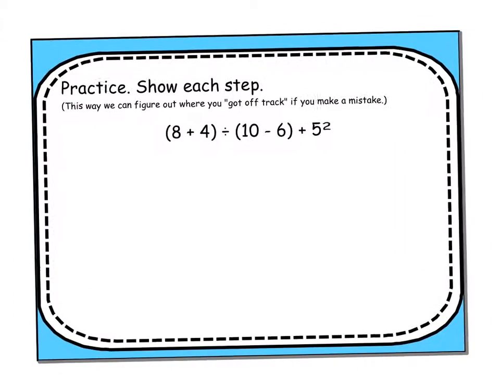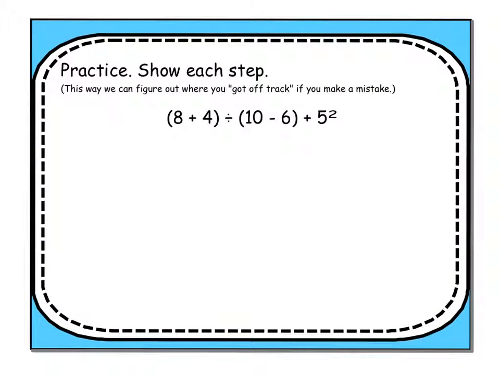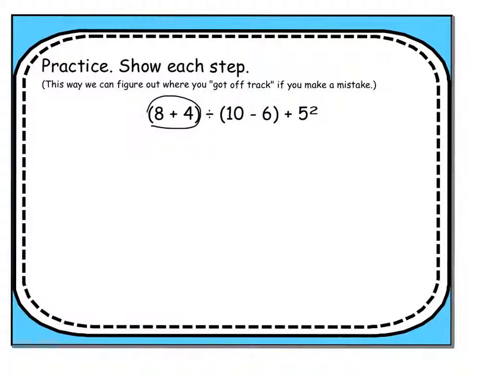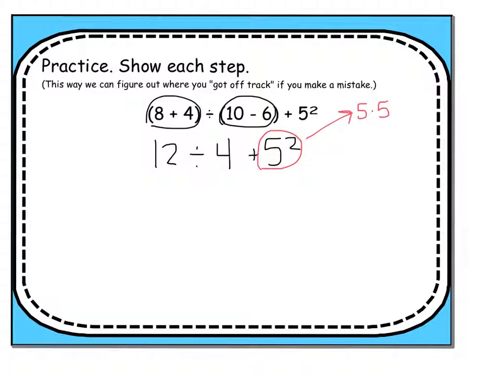So now we get to the next one. We're going to go through all of the steps again. Remember the letter P for parentheses, we've got to do them first. So we've got 8 plus 4 in this set of parentheses, which gives us 12, divided by, we have 10 minus 6, which gives us 4, plus 5 squared. Next comes E, exponents please. So we're going to do our exponents. Remember, 5 squared does not mean 5 times 2, it means 5 times 5. So I've got 12 divided by 4 plus 5 squared is 25.